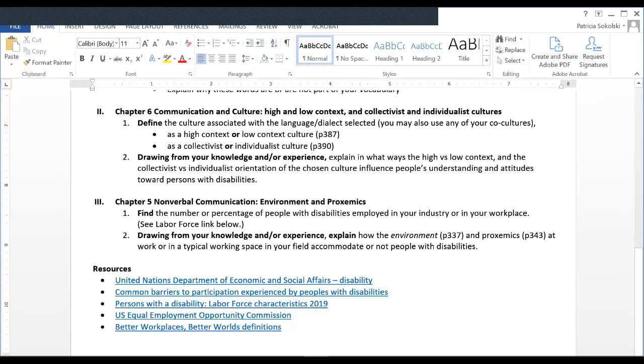And I give them a few resources to look at, not to do research, but just if they need a little bit more context on the issue of disability. I posted the activity this morning, and I'll see what happens when students turn in their work by the end of the week. And I'll let you know what the results are.